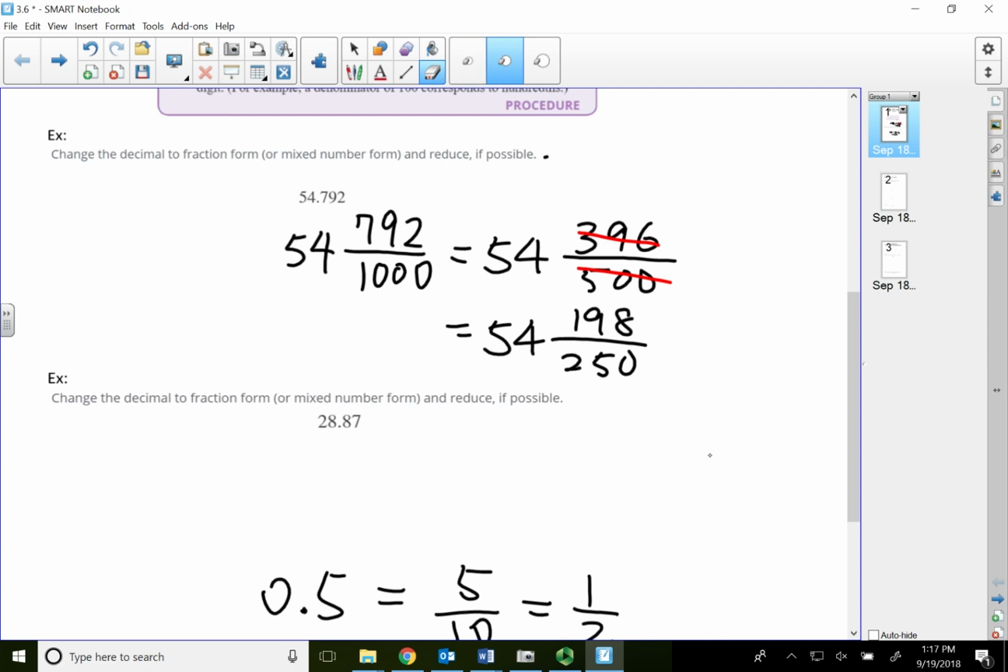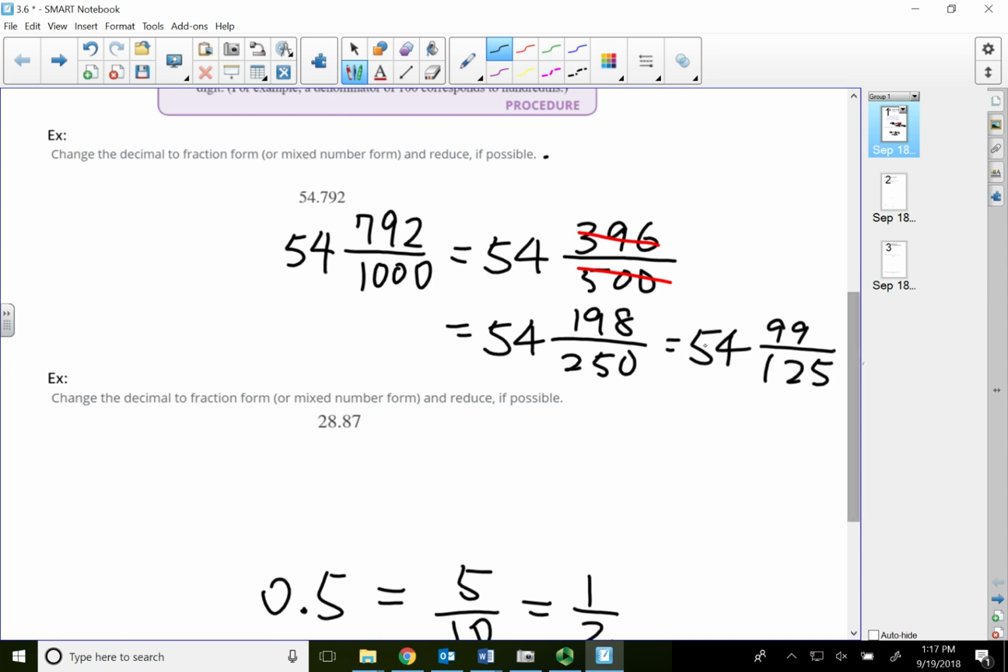So that's 54 and 99 over 250. Half of that is 125. So that's it.